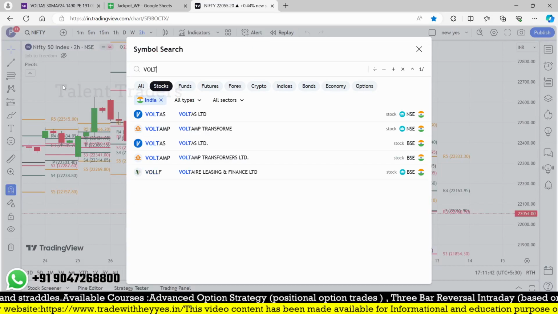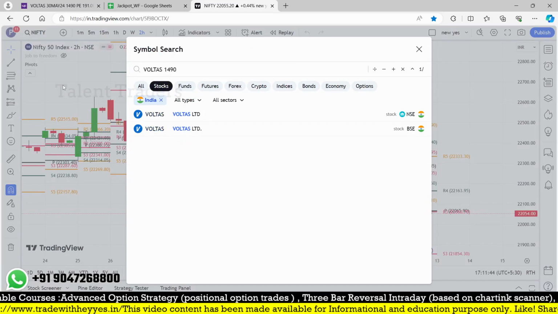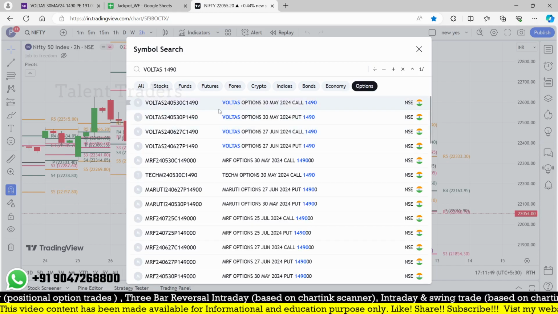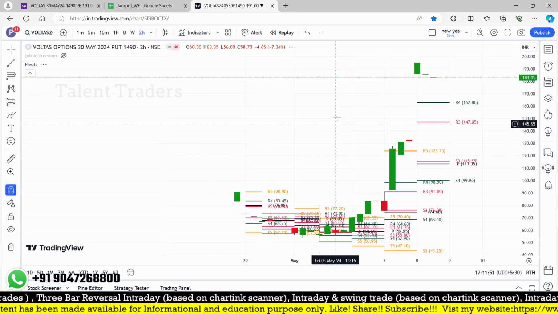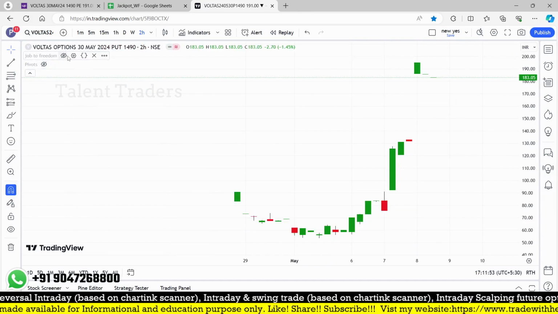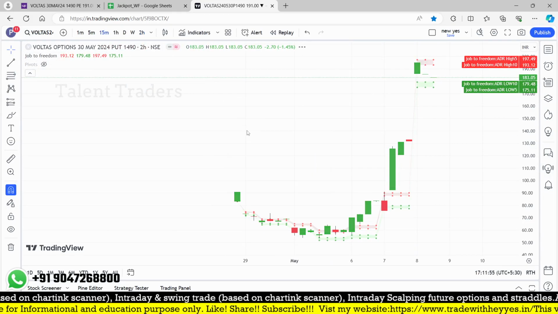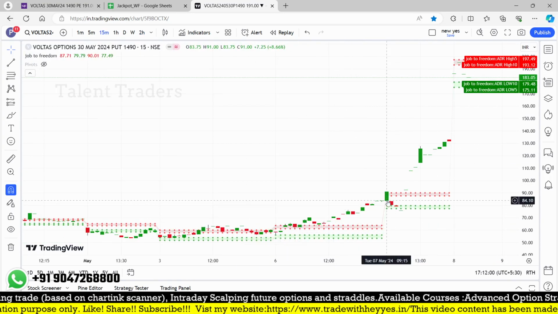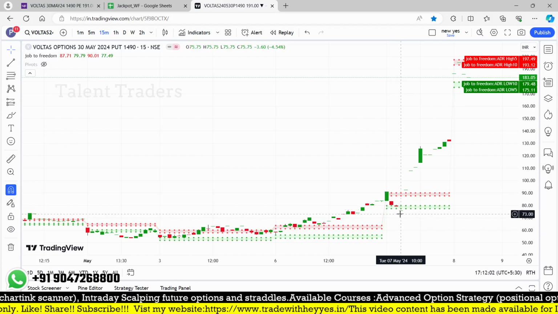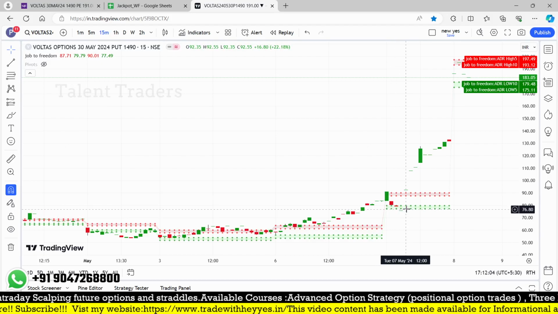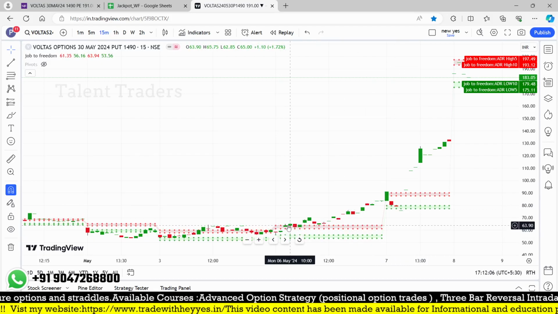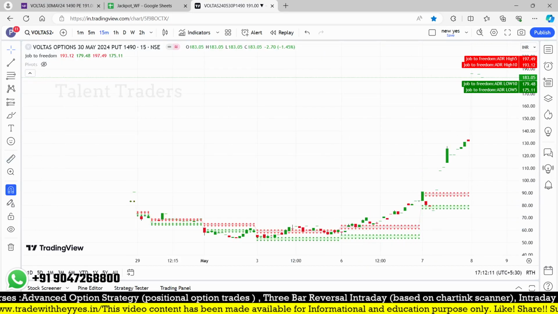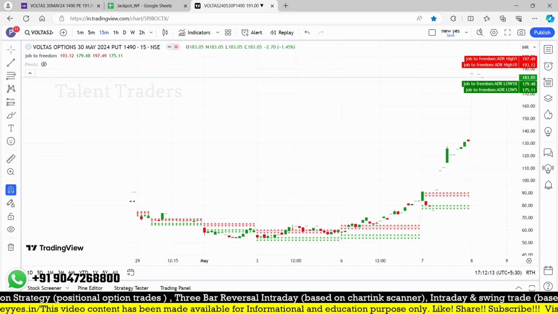So Voltas 1490 put option. If I'm going for a pivot, instead of a pivot I'm just using an ADR, 15 minutes ADR. On the seventh the ADR level is somewhere around 90. Maybe the ADR lower level is somewhere around 76, or the previous day's higher ADR level is 64. So whatever you are following, you can utilize and use it.